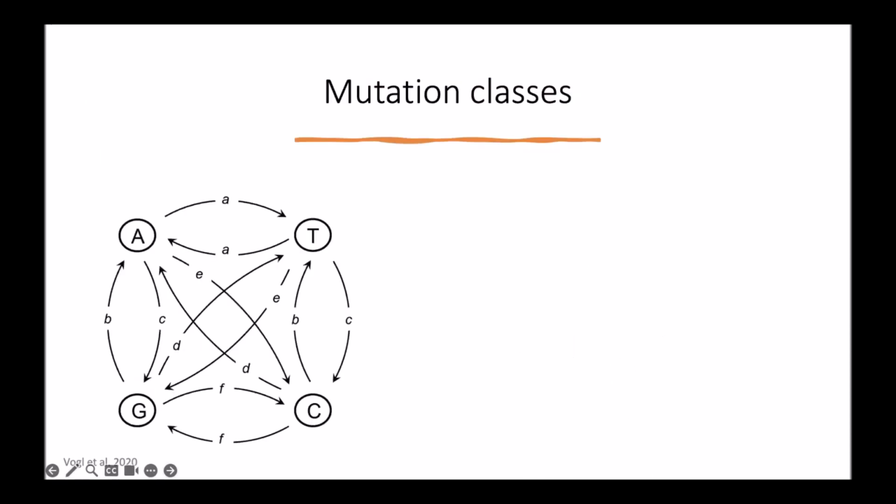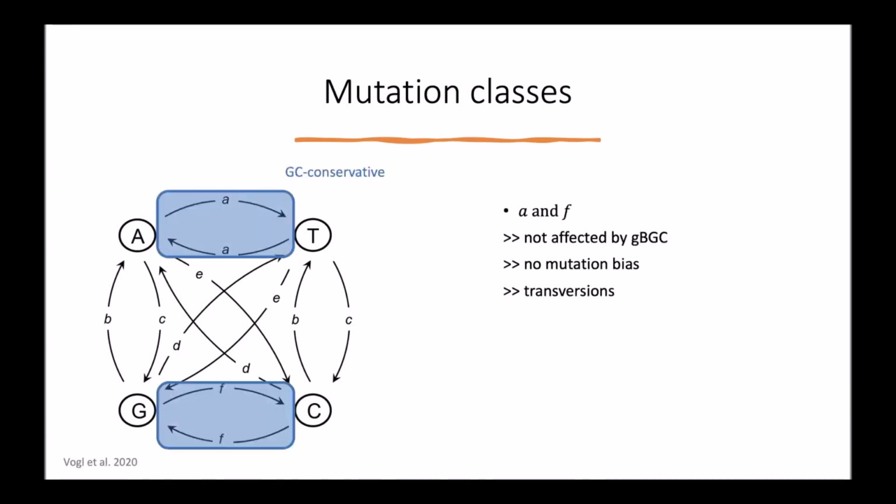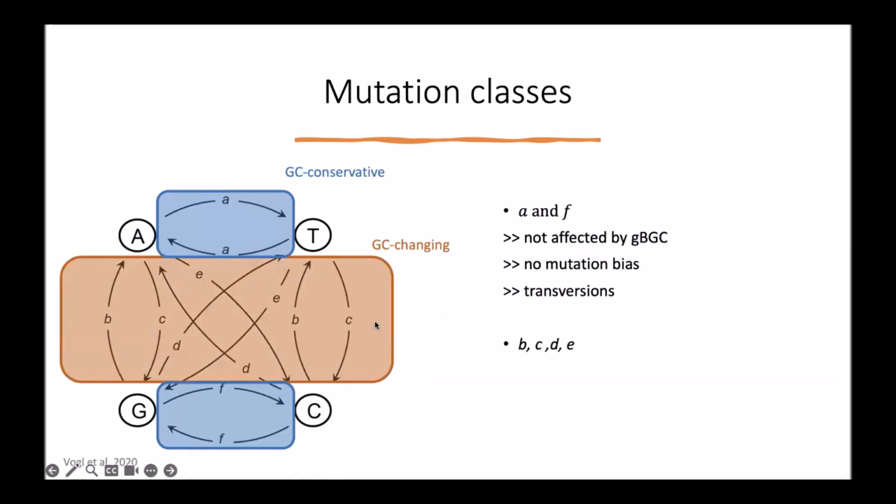But apart from the mutational differences, some of these classes might be affected distinctly by other evolutionary processes. As I mentioned, these two classes are GC conservative. They are not affected by GC-biased gene conversion, and there is no mutation bias between them, and they are transversions. The other four classes are GC-changing mutations, and they include both transitions, B and C, and the transversions, D and E.